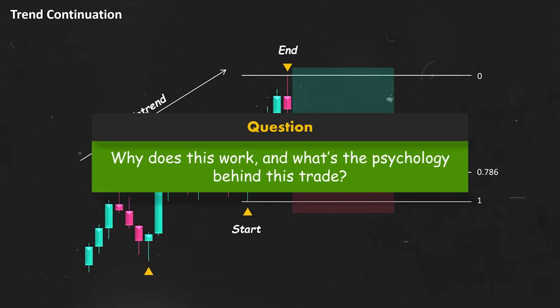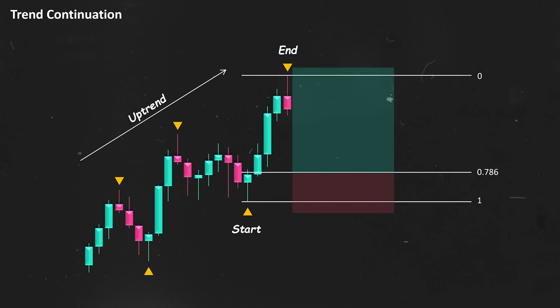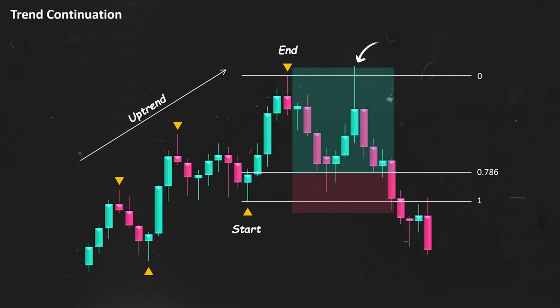Now, why does this work? And what's the psychology behind this trade? Since we're in an uptrend, there's a higher probability that the price will retest the swing high rather than break below the swing low. If it does break below the swing low, that could indicate a potential trend reversal. So, we anticipate a retest of the swing high before any potential trend reversal occurs, even if the overall trend is starting to shift. This setup offers a risk-to-reward ratio of approximately 1:3.